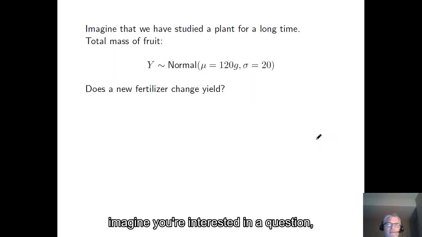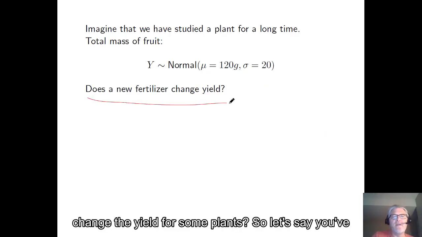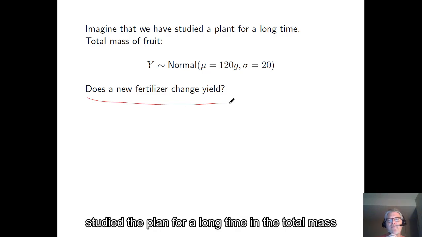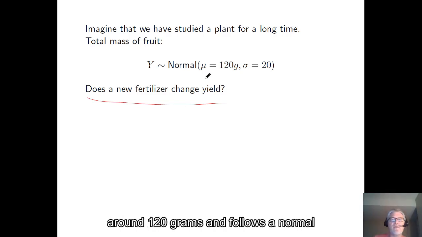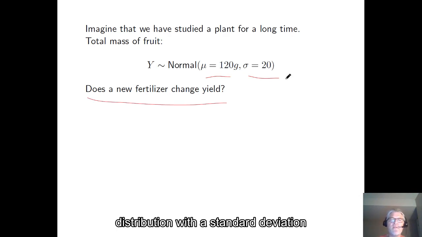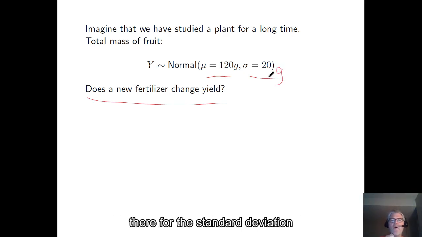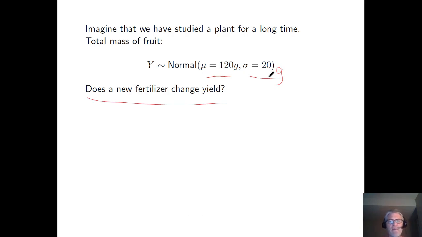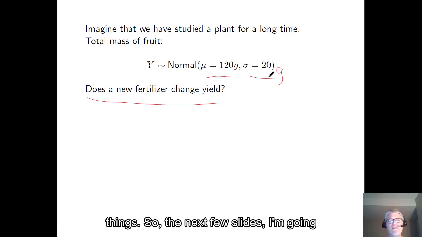So imagine you're interested in a question like, does a fertilizer change the yield for some plant? Let's say you've studied a plant for a long time and the total mass of fruit that you get from an organism is around 120 grams and follows a normal distribution with a standard deviation of 20 grams. I should have put the grams on there for the standard deviation as well. So you have a well-studied organism that you know some background knowledge on. You want to know if fertilizer has changed things.